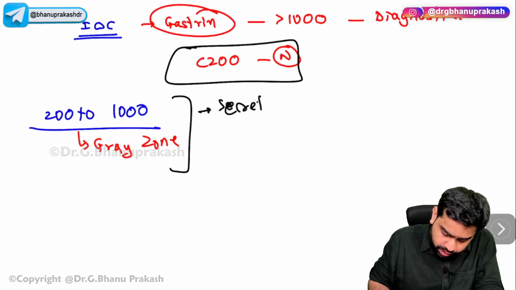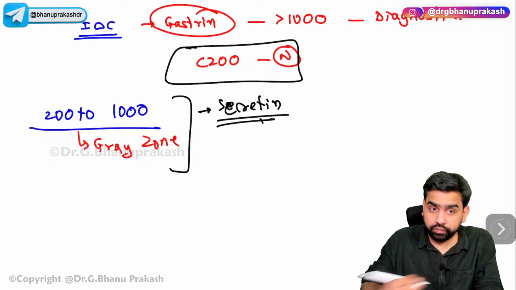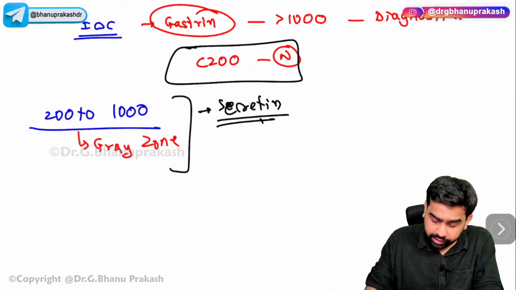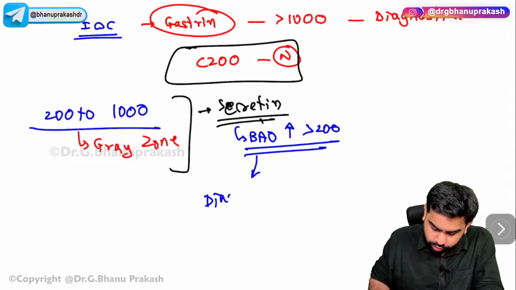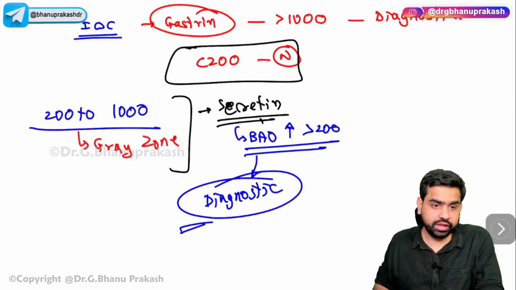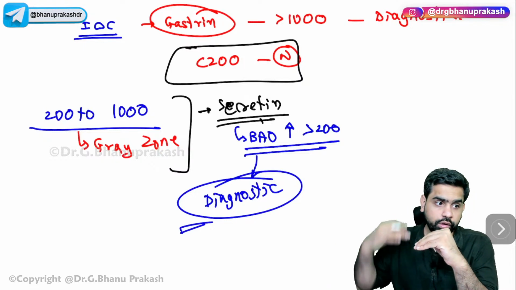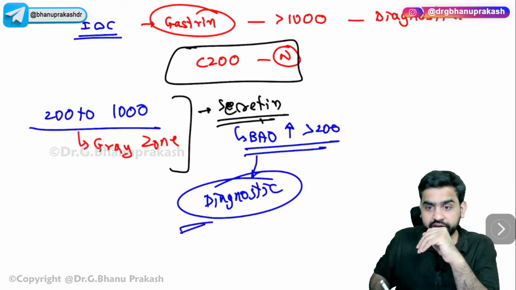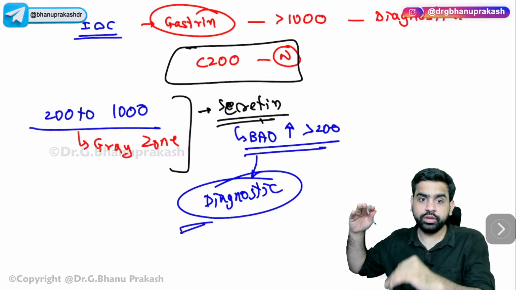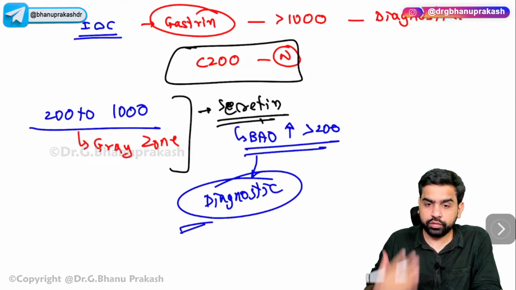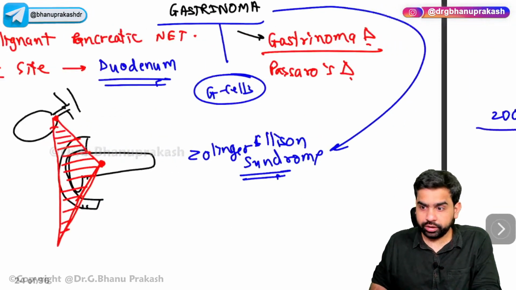Okay, so what do you give? Secretin. Once you give this particular patient secretin, what is going to happen? If the basal acid output increases by more than 200, then it is again diagnostic of the patients with gastrinoma. You understand my point? So when you give secretin to the patients in this gray zone, and the basal acid output increases by more than 200, that is again the diagnosis of the patients with gastrinoma. I hope you are able to understand this particular point, guys.